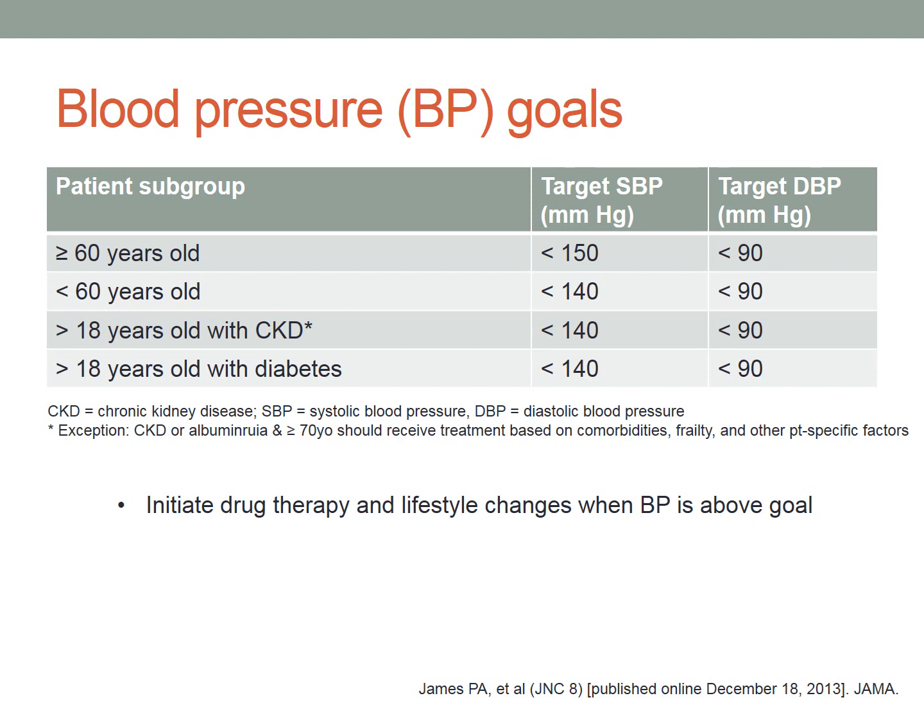I also wanted to point out one thing, that there is an exception to the goal blood pressure in one specific group of patients. The guidelines suggest that patients that have chronic kidney disease or albuminuria that are 70 years old or older, so your very older patients, receive treatment based on their comorbidities, their frailty, other patient-specific factors. So there wasn't enough evidence to support a blood pressure goal of less than 140 over 90 in these patients that were older with chronic kidney disease or albuminuria, so age of 70 or older.